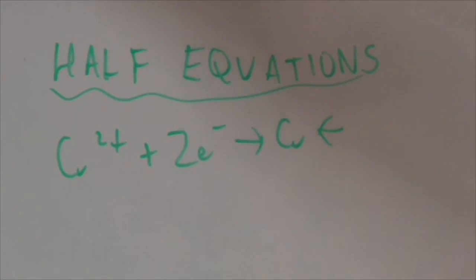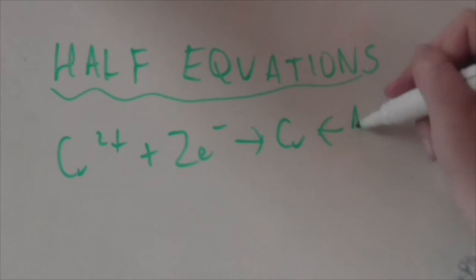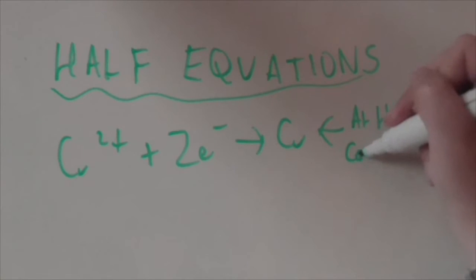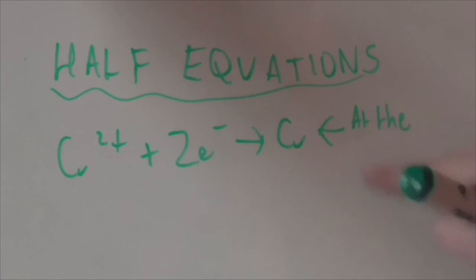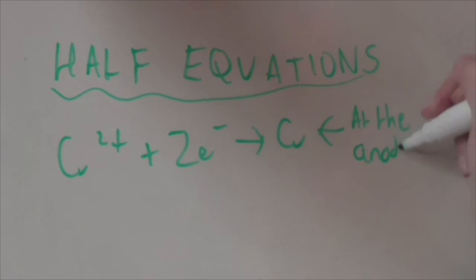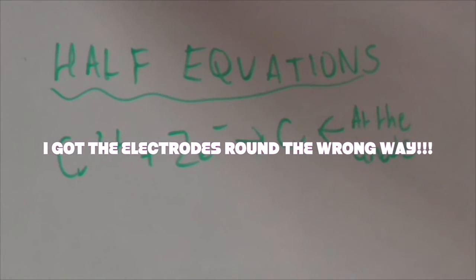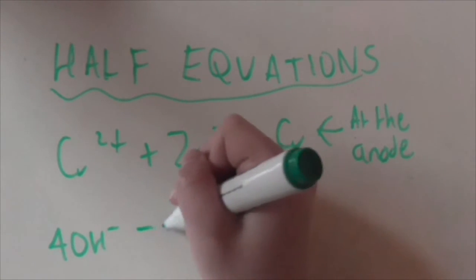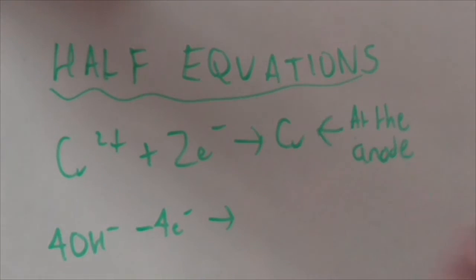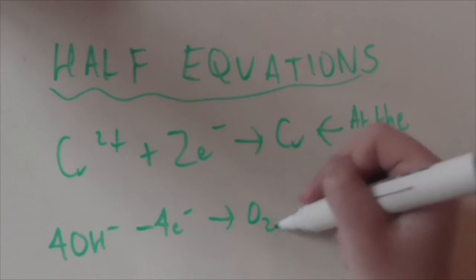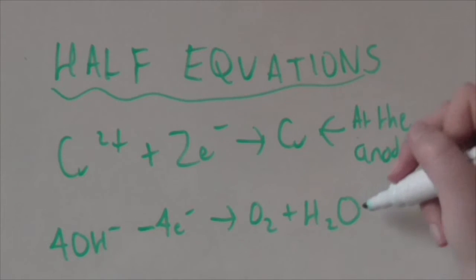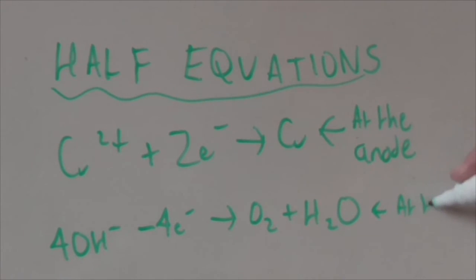More fun half equations to remember. At the cathode, you have Cu2+, Cu is the symbol for copper, plus 2e- electrons forming copper. In this, I have got the electrodes around the wrong way. Copper is formed at the cathode, not the anode. And the half equation at the anode is the same as it was for sodium hydroxide and sulfuric acid. And again, you can write it with the electrons on the other side of the equation. It just depends on how you like to write it. And just to emphasise, this is at the anode, not the cathode.